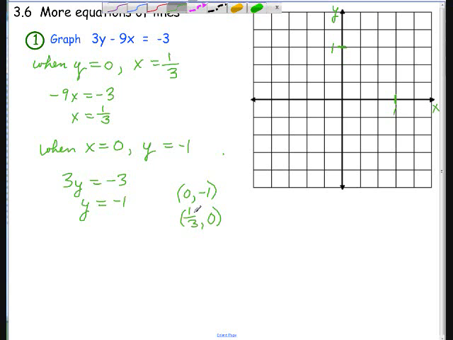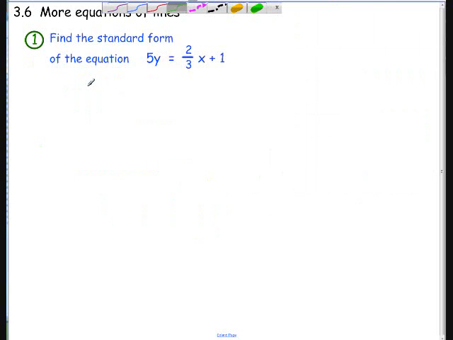And the reason I'm doing that, I think it's pretty obvious. My first point, x is 0, y is negative 1, so that would be a point right here. Then x is 1/3, and y is 0. And I can graph this, right? Be nice if I could draw a straight line. There it is, something like that. You would draw it straight with a ruler.